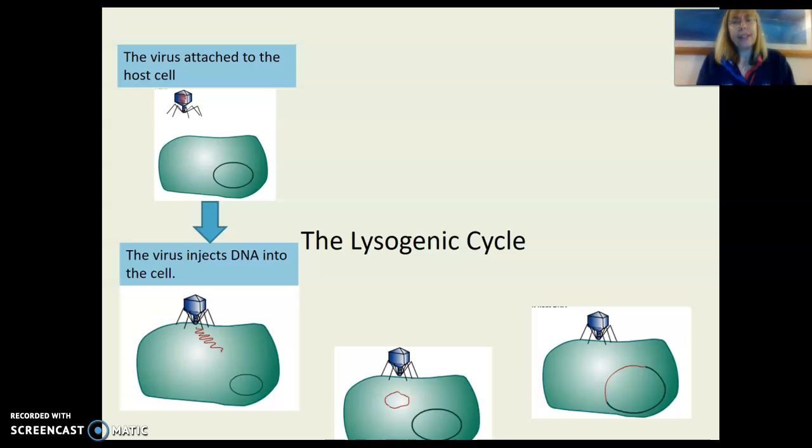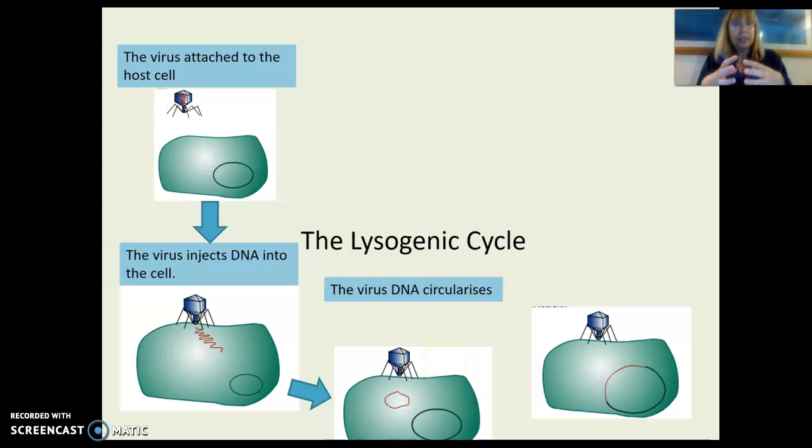If you remember last time, it formed lots of DNA as it replicated, but this time the virus DNA, as you can see here in red, becomes a circle. And next what happens is that the virus DNA seems to fuse with the bacteria DNA, creating a big circle.